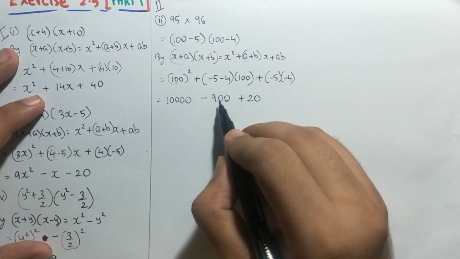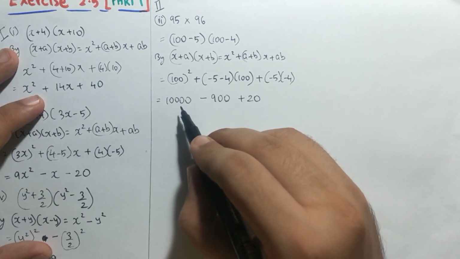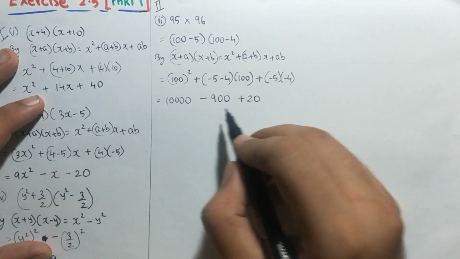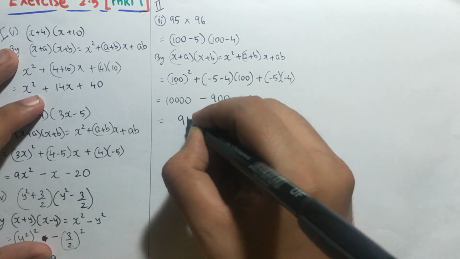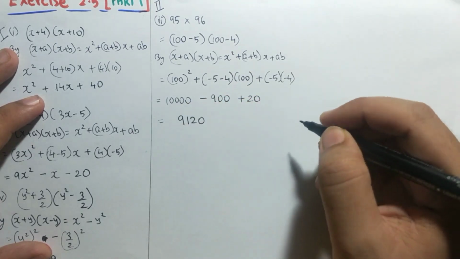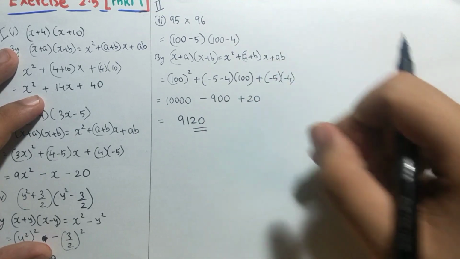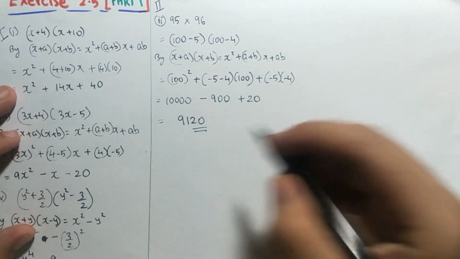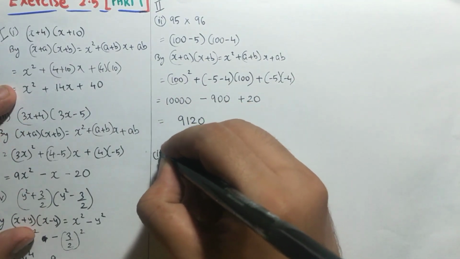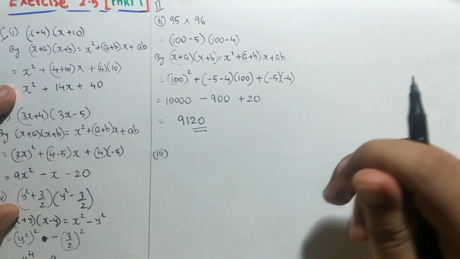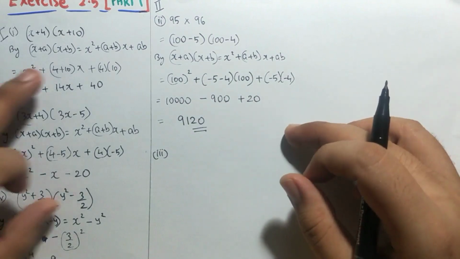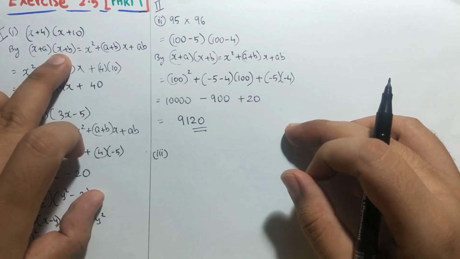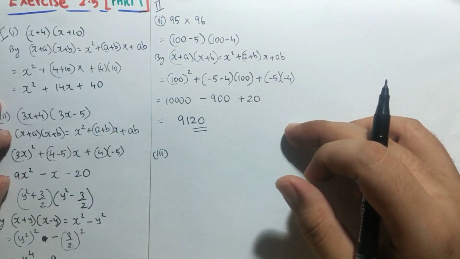So if I subtract this, it will become 9,100. 10,000 minus 900 is 9,100, plus 20, so 9,120. Final answer. Without doing the calculation directly, we have solved this sum, 95 into 96. The first sum of this main second question I have not done because in that it is plus. So that plus identity, you know how to solve. This is the same identity which will be applied in the first question of the second main question.